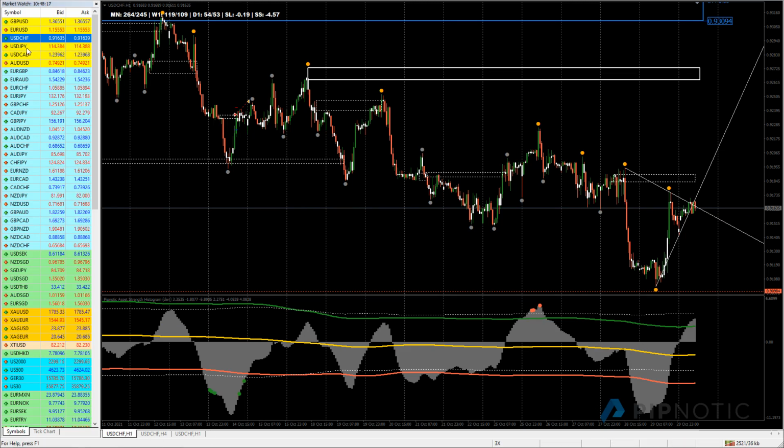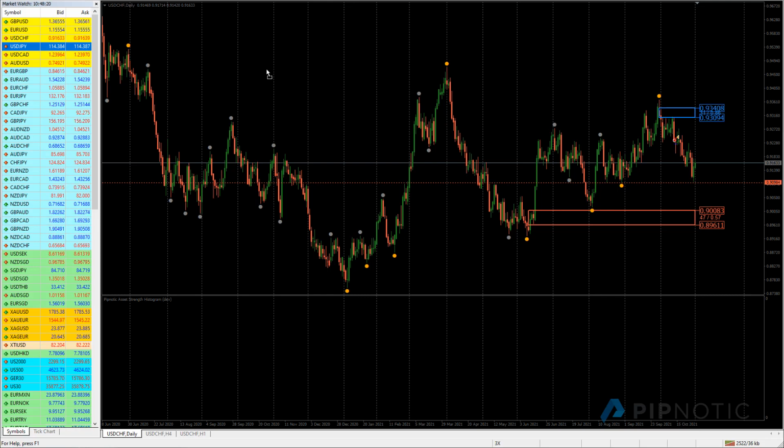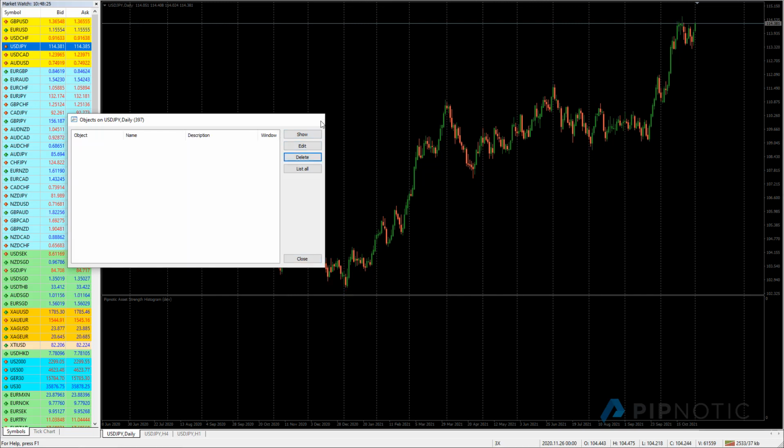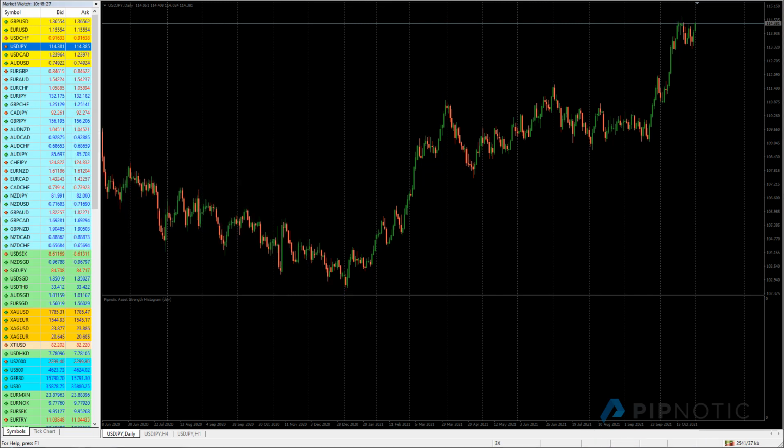Back on the daily, American dollar, Japanese yen. Let me remove these objects before I do anything else. Wow, look at these.